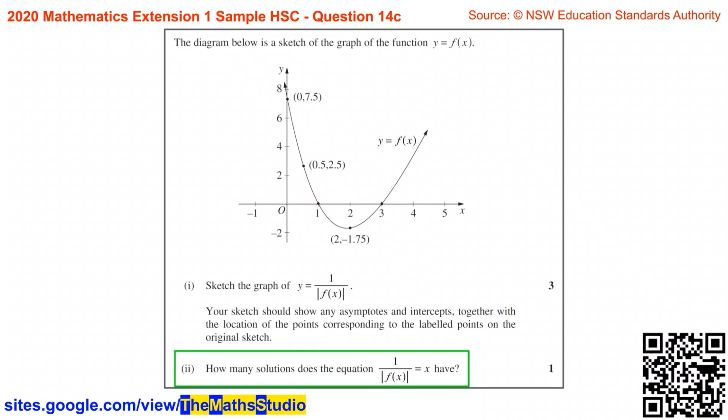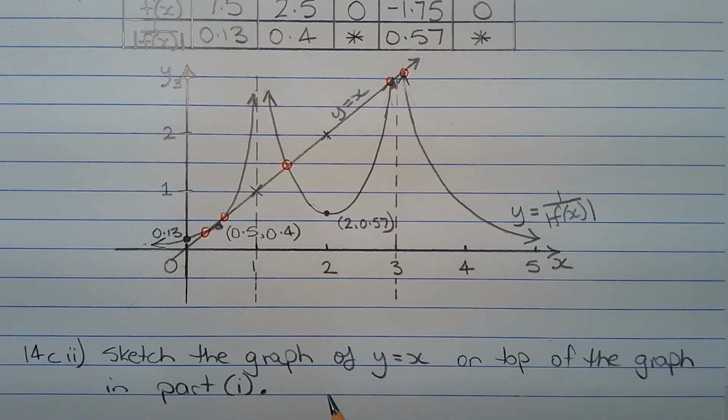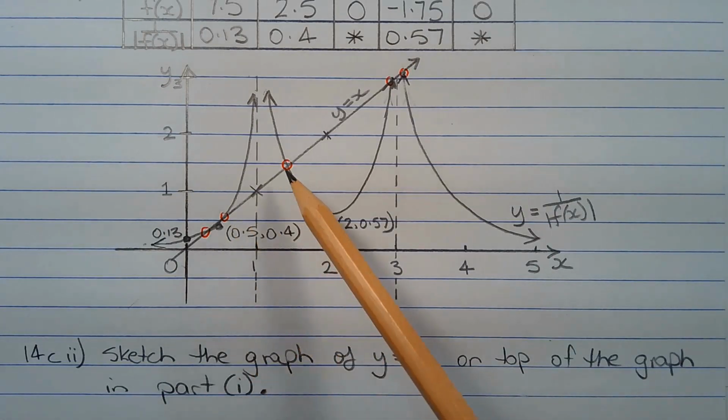Part 2. How many solutions does the equation 1/|f(x)| = x have? Sketch the graph of y = x on top of the graph sketched in part 1 and look for points of intersection. The points of intersection of the graphs of y = x and y = 1/|f(x)| represent solutions to the equation 1/|f(x)| = x, and they're shown in red on the graph. So from the graph, there are 5 solutions evident.